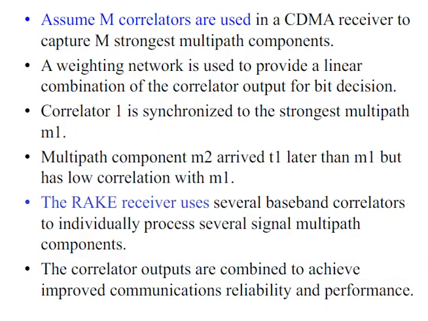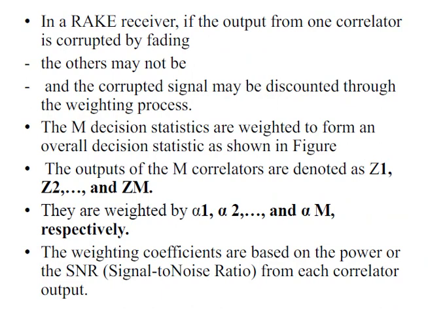The RAKE receiver uses several baseband correlators to individually process several signal multipath components. The correlator outputs are combined to achieve improved communications reliability and performance. In a RAKE receiver, if the output from one correlator is corrupted by fading, the others may not be, and the corrupted signal may be discounted through the weighting process.